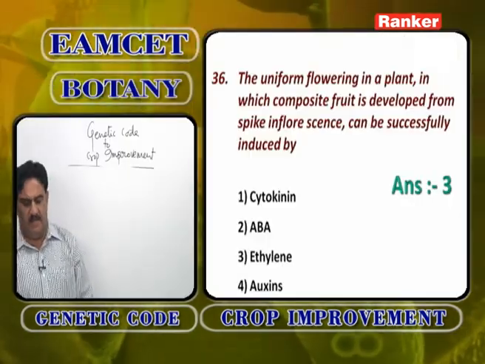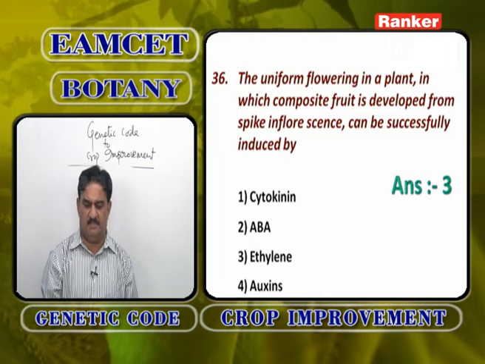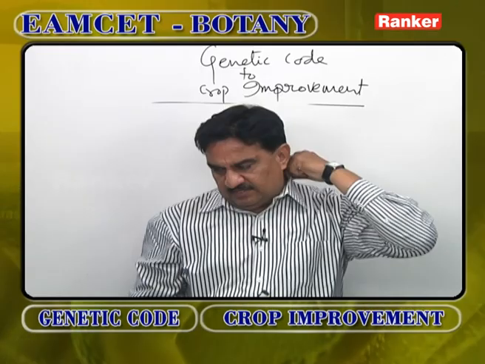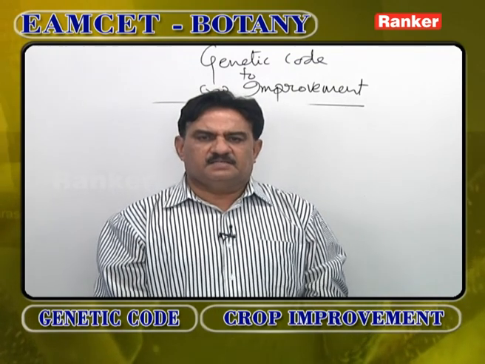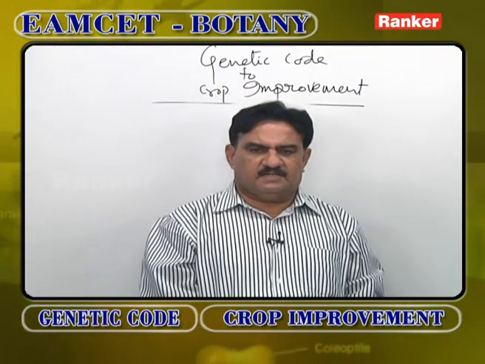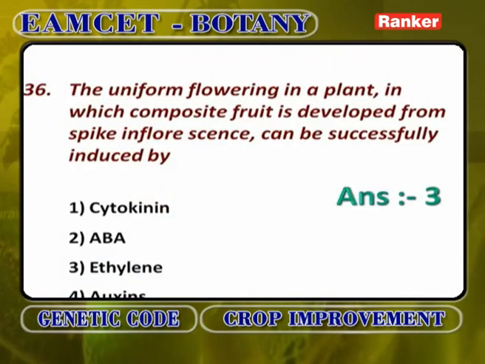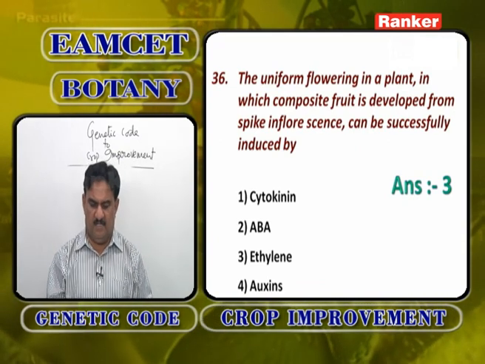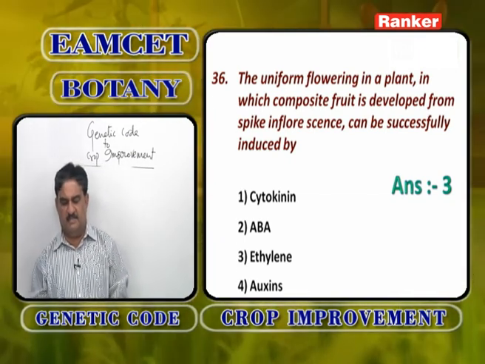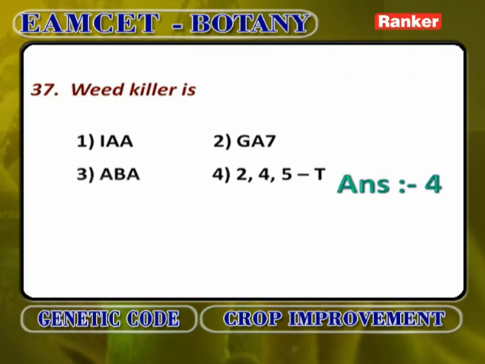So the uniform flowering in a plant in which the composite fruit, sorosis, is developed from spike inflorescence is pineapple, Ananas sativus. Uniform flowering means synchronous flowering, meaning all the flowers flower almost at the same time, so that the fruits are also produced at the same time and are commercially valuable. It is not cytokinin, not abscisic acid, not auxins, it is ethylene. So ethylene makes all the flowers of pineapple show synchronous flowering, third option.